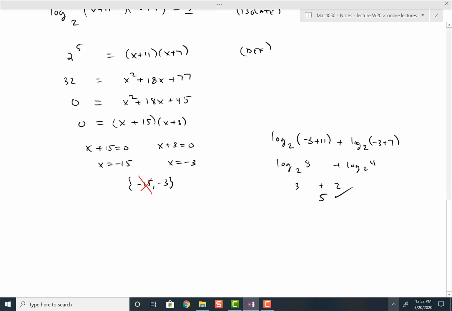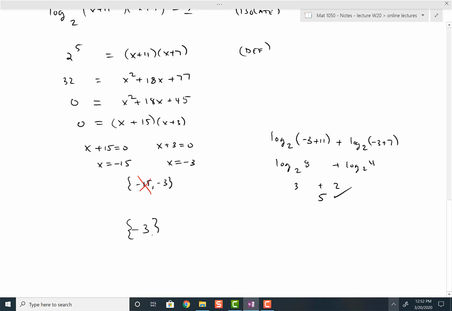So the answer is only negative 3. That's pretty much it. There is no big differentiation between this. Just make sure you check your problems.